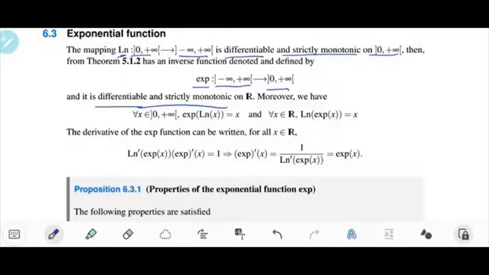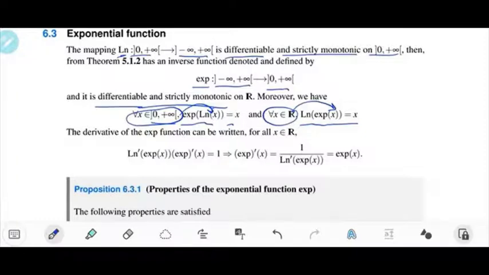And we have, of course, exponential of ln of x, which is f minus 1 of f of x, equals x, and the ln of exponential of x equals x. Of course, here x should be in 0 plus infinity because it's in the domain of ln, and in here x can be in R because it's the domain of exp of x.